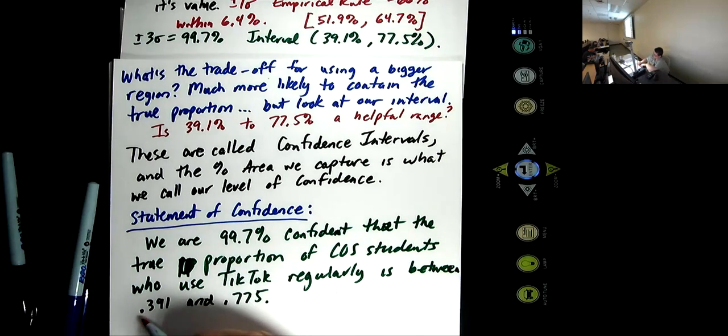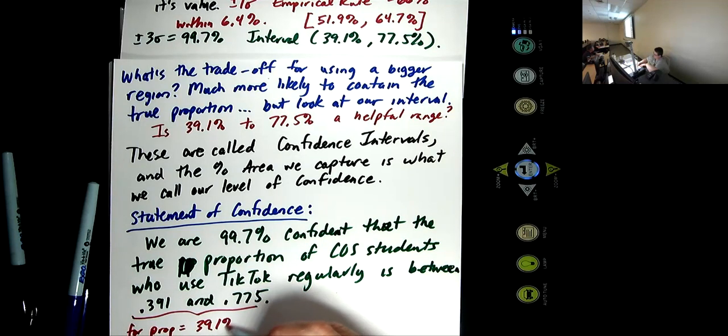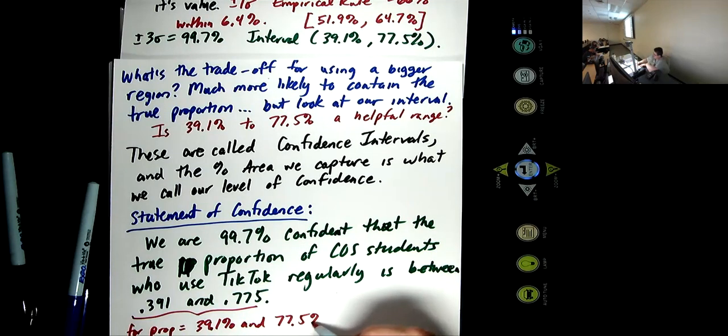Alternatively, for proportions, we could say 39.1% and 77.5%. But if we're going to do percentages, we have to include the percent sign. If you see this and you don't see a percent sign, you have to assume it's not written as a percentage yet.